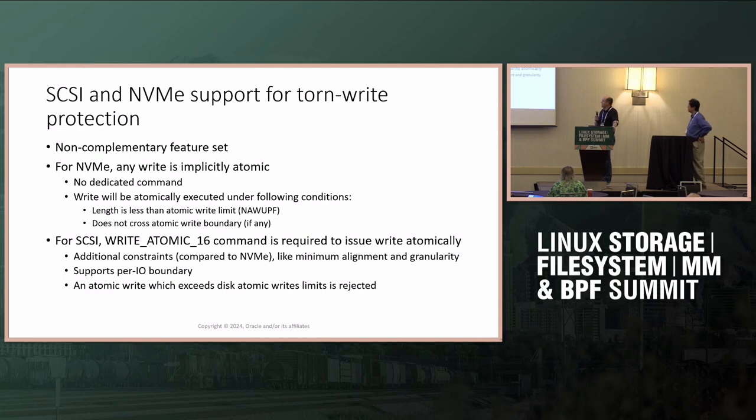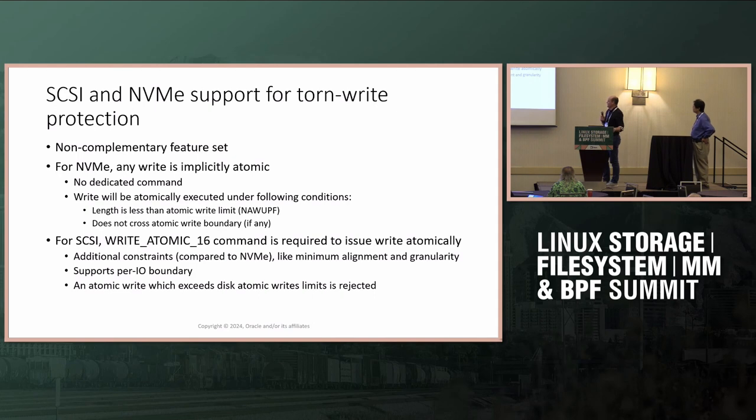Yeah, so NVMe has no dedicated command to issue a write atomically. It's implicit, and it will be atomically executed when it's less than the actual atomic write limit. The one we're interested in is AWPF, which is the power fail atomic write limit. And it doesn't cross any atomic write boundary, if any exists. So the NVMe atomic write boundary is a per LBA space boundary that, as I said, if a write crosses that boundary, it's not atomic. Some people have issue with this, that they would like to know that the write wasn't atomic. Some people don't seem to.